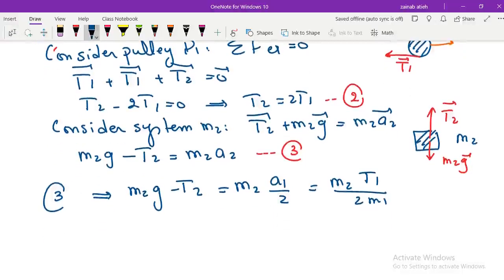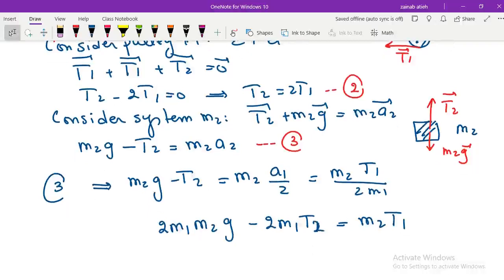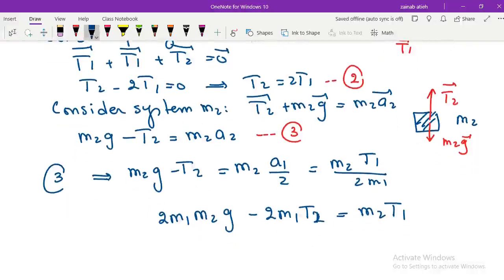هلا I will multiply all the equation by 2m1. I will get 2m1 m2 g minus 2m1 t2 equals m2 t1. So this is t2. What I'm going to do now is استعمل one variable اللي هو t1 أو t2. I will substitute for t2 with 2t1. I will get 2m1 m2 g minus 2m1 هيدا رح أحط مطرحها 2t1 equals m2 t1.